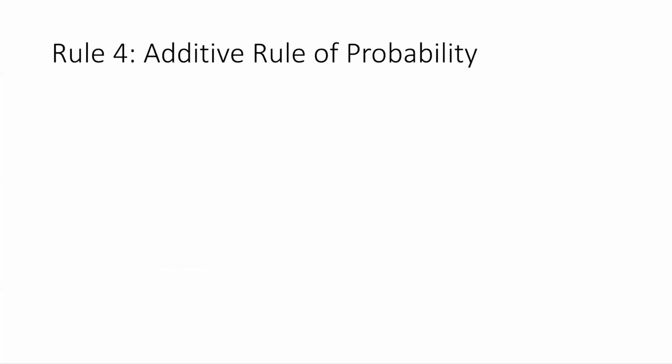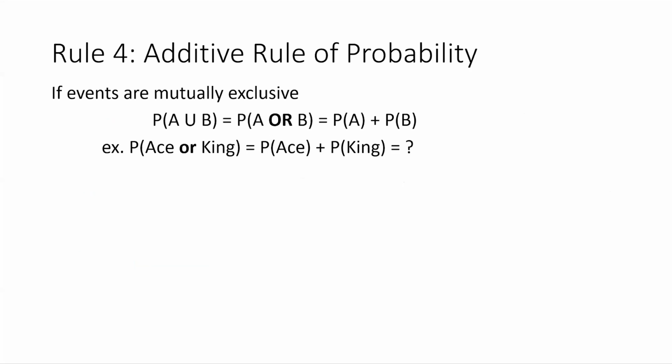Rule 4 is the additive rule of probability. If events are mutually exclusive, the probability of A or B is equal to the probability of A plus the probability of B. So in this example, we're asking what's the probability of drawing an ace or a king. That is equal to the probability of drawing an ace plus the probability of drawing a king. So what is the probability of an ace or a king?